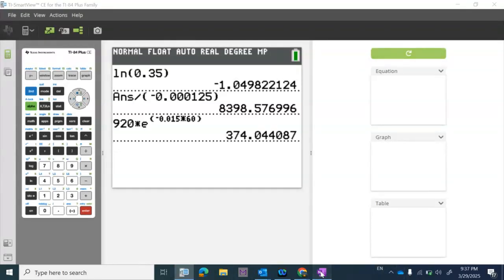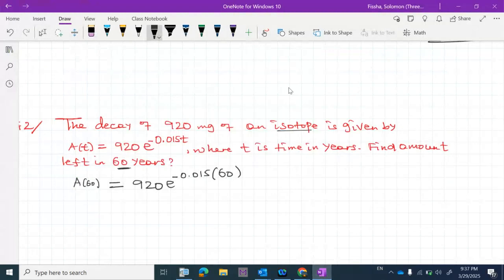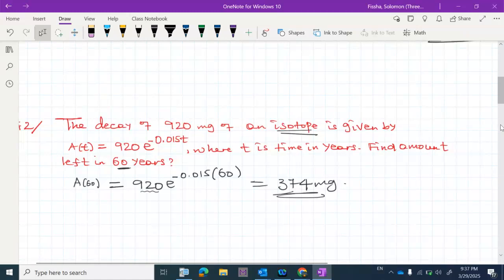Okay, the amount is going to be 374 milligrams. So whatever that isotope, if it stays about 60 years, if originally it was 920, by this rate it's going to remain 374 milligrams of the isotope. So this is very straightforward, okay.